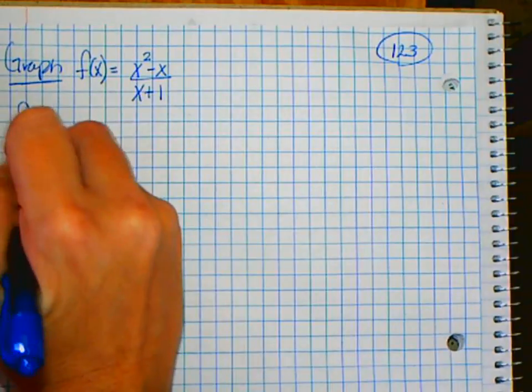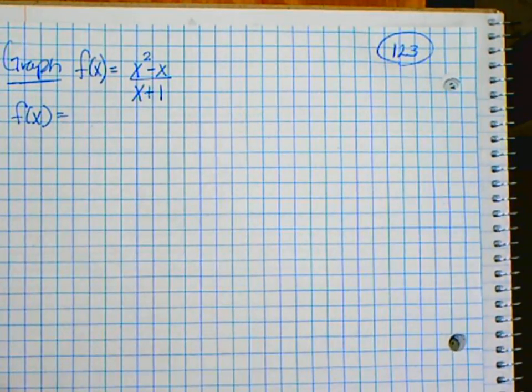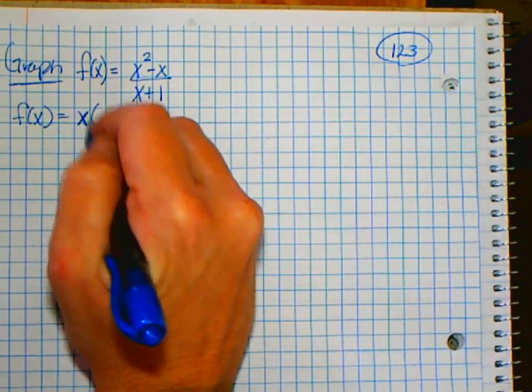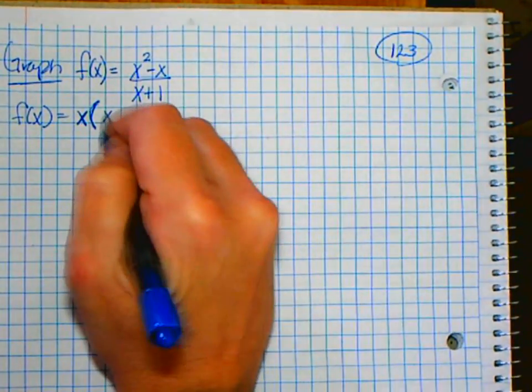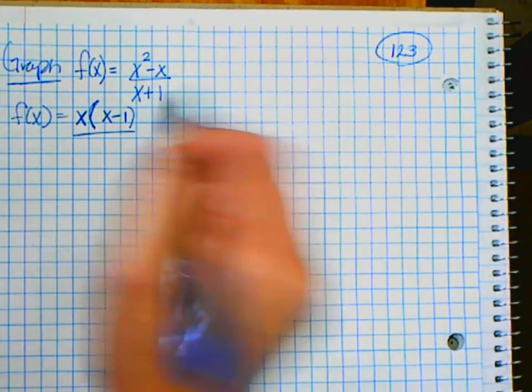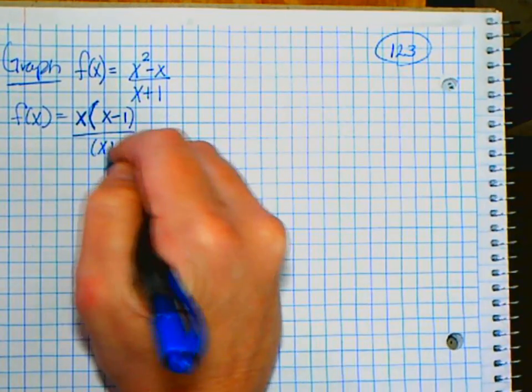f of x equals, how am I going to factor x squared minus x? GCF of what? x. So factor out an x. What's left inside parentheses? x minus 1. Can that be factored any further? No. Can I factor my denominator? No. x plus 1.